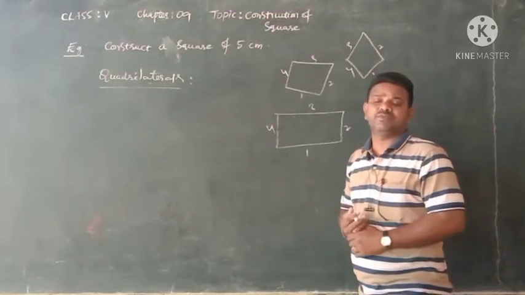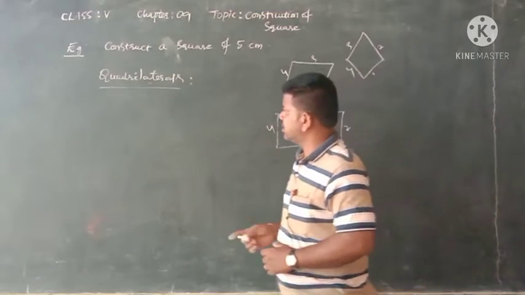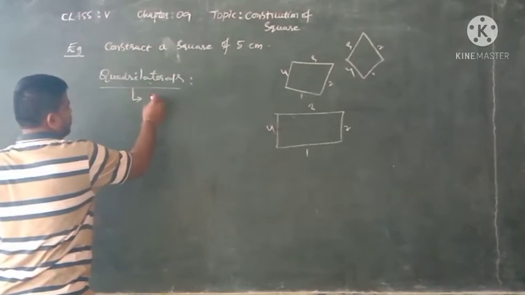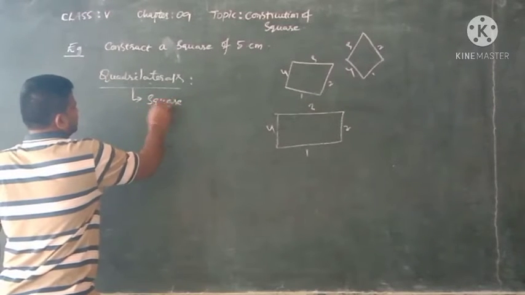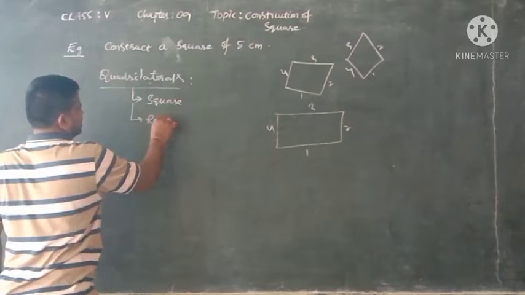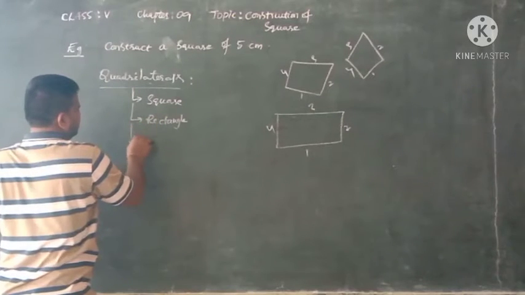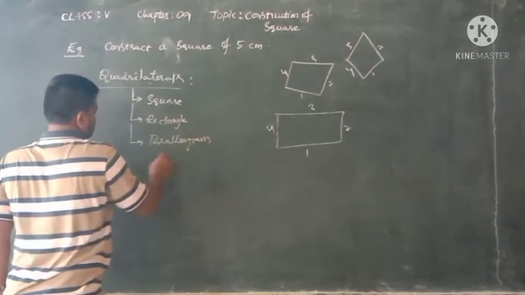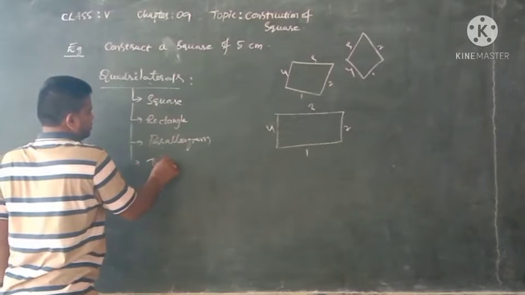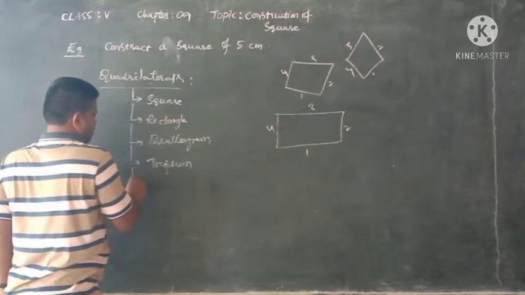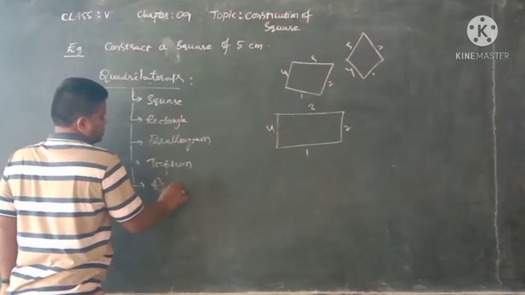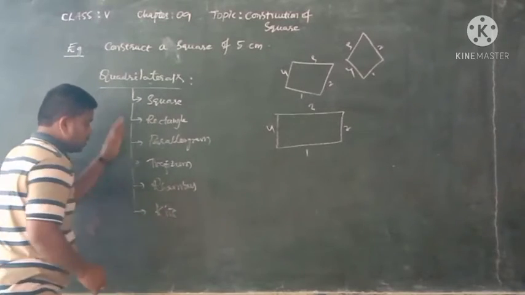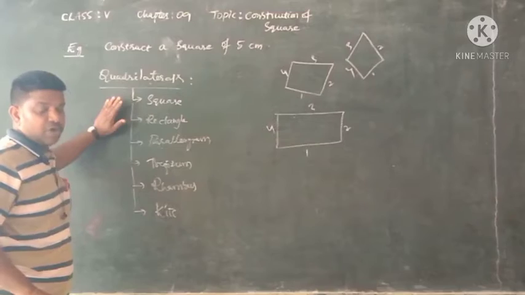So there are different kinds of quadrilaterals. What are the types of quadrilaterals we have? There are so many types. We have first of all square, the second one is rectangle, third one is parallelogram, fourth one is trapezium, then rhombus, and the next one is kite. So these are all the kinds of quadrilaterals.